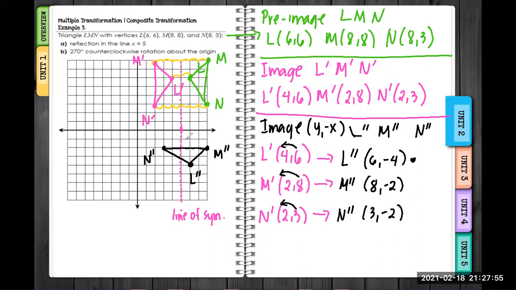Again, it says counterclockwise, so it goes in this direction, 270 degrees counterclockwise. All right. I hope you learned something from today's video lesson.